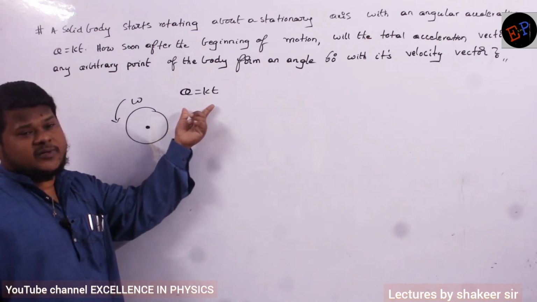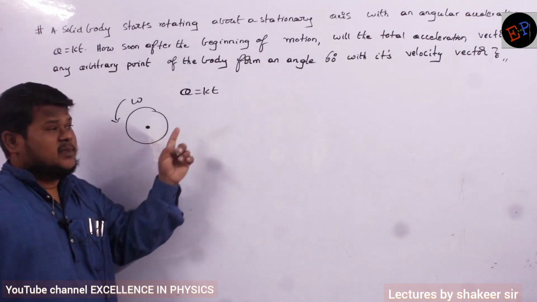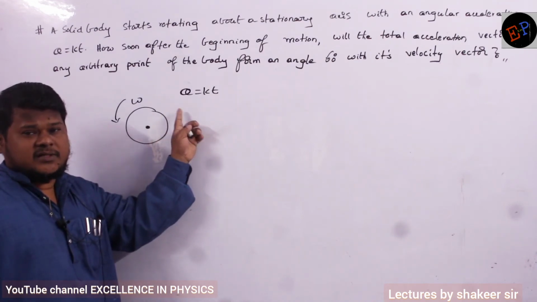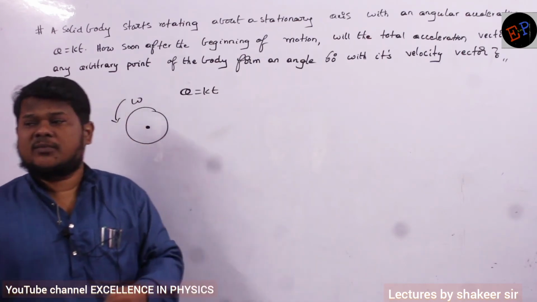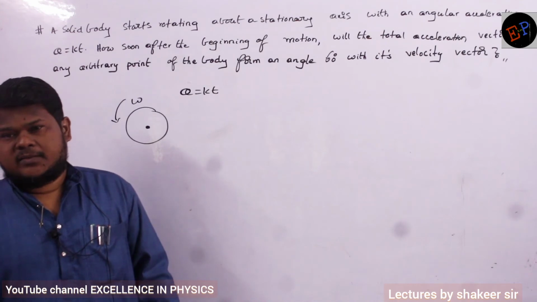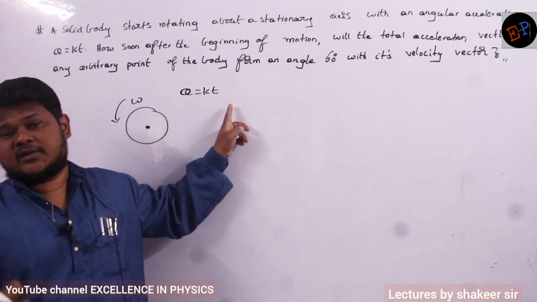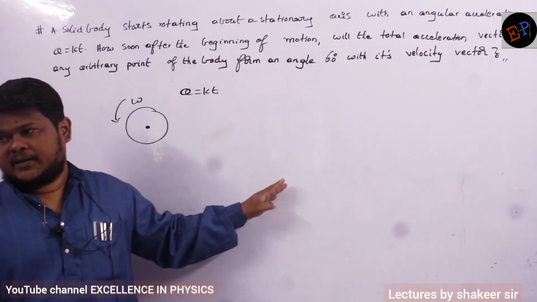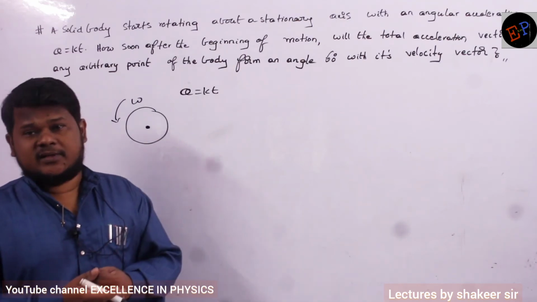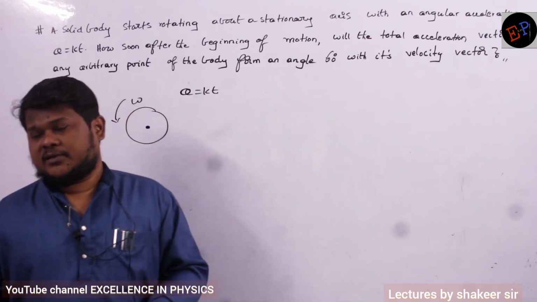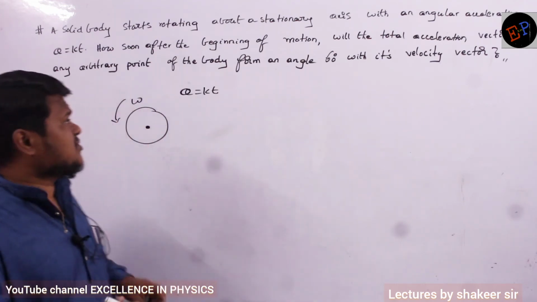So this is not uniform motion. Similarly, this is not a uniformly accelerated motion either, because alpha is not a constant. If acceleration is constant, we can say it is a uniformly accelerated body. But the alpha value is also changing. So it is a non-uniformly accelerated body, definitely accelerated. Uniformly or non-uniformly accelerated? Non-uniformly accelerated, because the alpha value is also changing with respect to time.